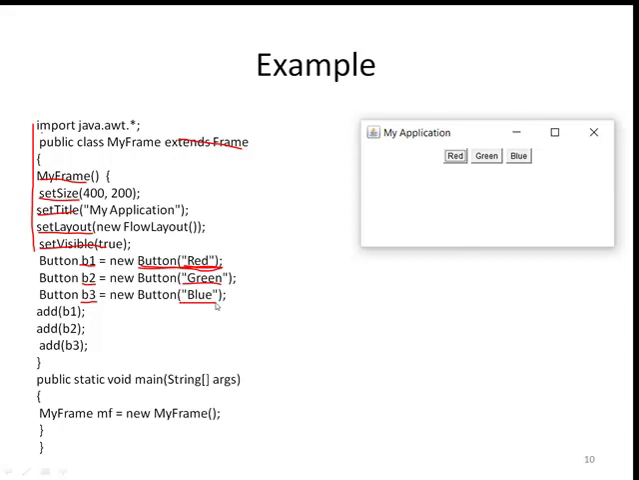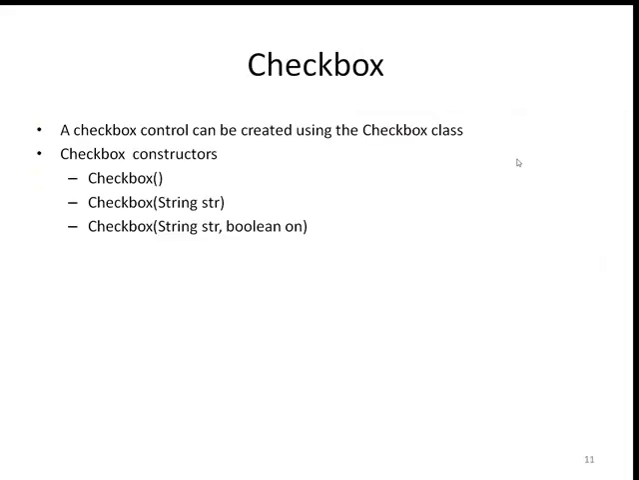Now I am going to add all these buttons into the frame by using the add method. Add button 1, add button 2, add button 3 to the frame. And this is the main method, and this is the class application. So when I execute the program, this will be the output. So here also I have used the flow layout manager. This flow layout manager will place all the components one after the other only.